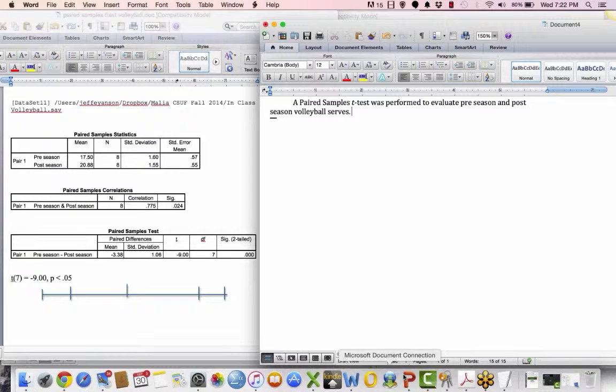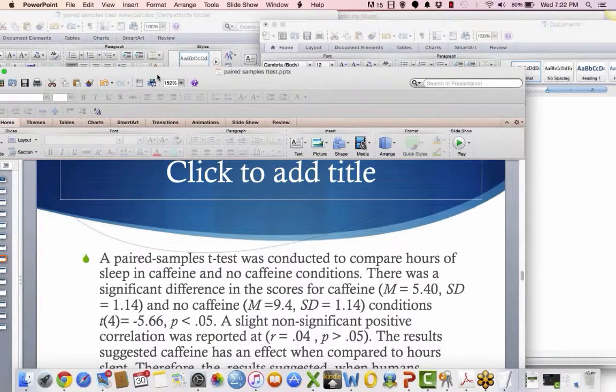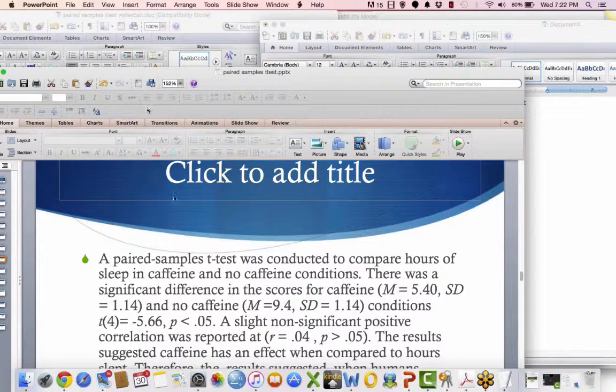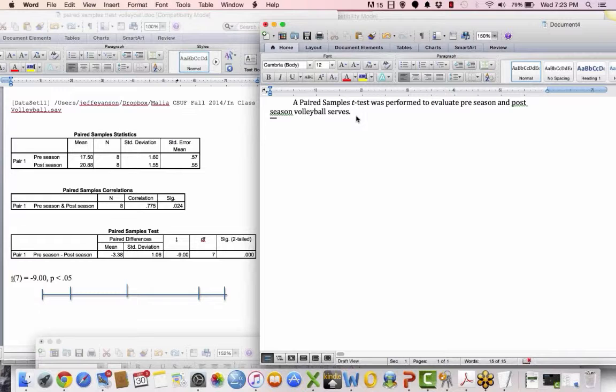Okay? The next line is going to read just as it does in the PowerPoint. You see the next part is the significant difference. Slide this down here. Now we're looking right here to this right here. A significant difference was reported in preseason.